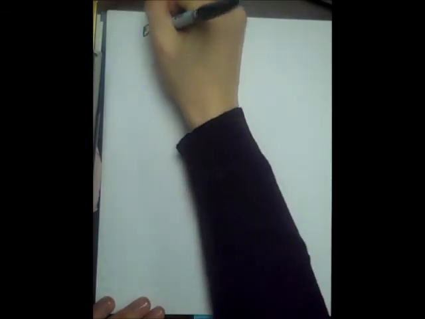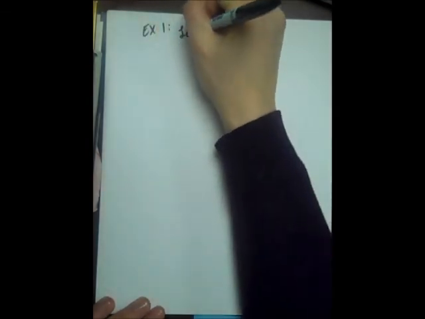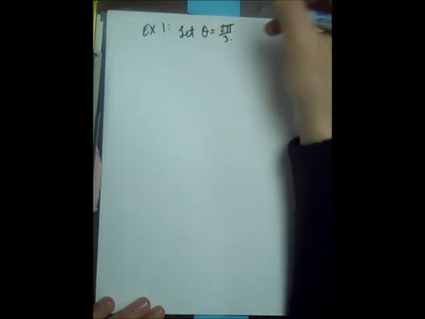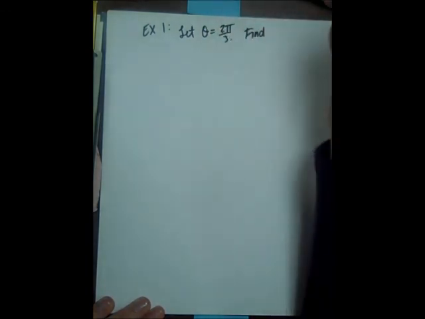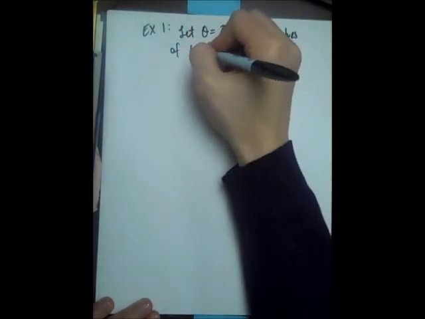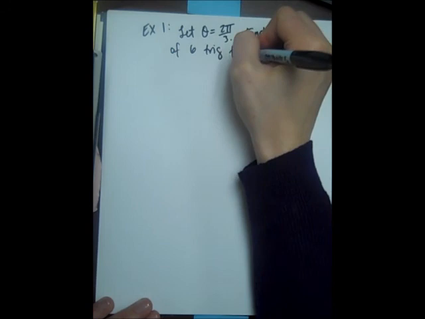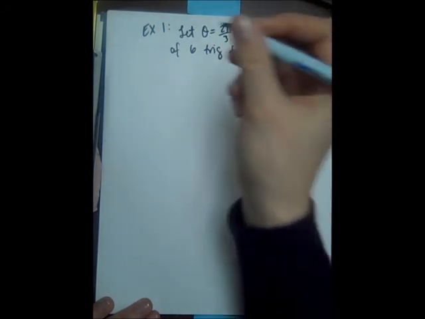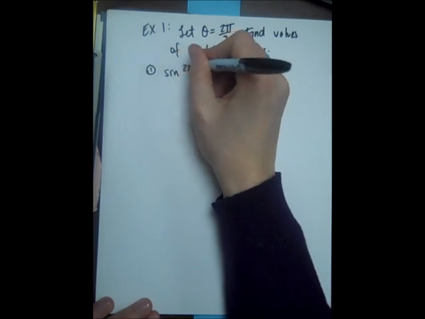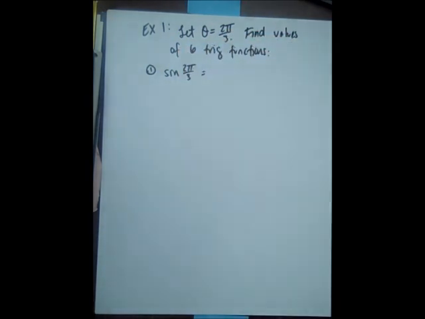So example 1, let's let theta be 2 pi over 3. And let's find the values of the 6 trig functions. First I'm going to find is sine. So sine of 2 pi over 3. Sine and cosine are definitely the most basic ones. So let's find sine of 2 pi over 3.